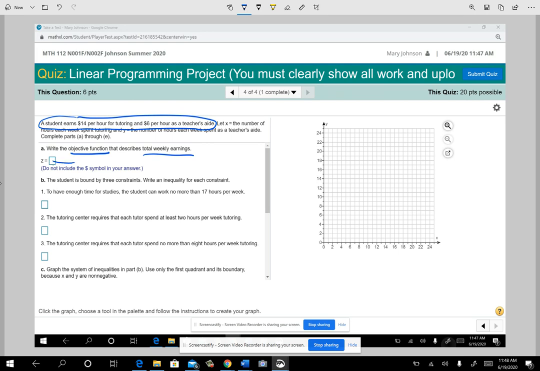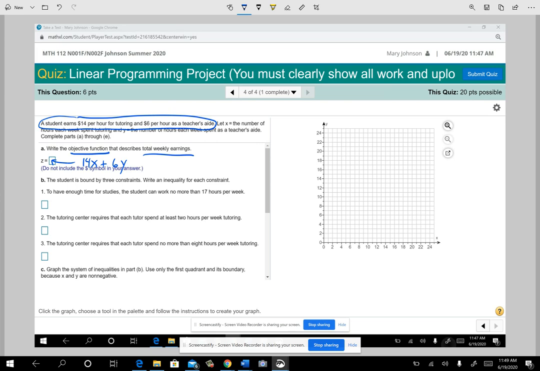And in this box right here, I would just put 14 times X plus 6 times Y. Because if they tutor for 2 hours, you would multiply by 14 to get their earnings tutoring. And if they are, say, a teacher's aide for 5 hours, then I would put 5 there and get 30 is what they earn as a teacher's aide. And then adding those two gives me their total weekly earnings.